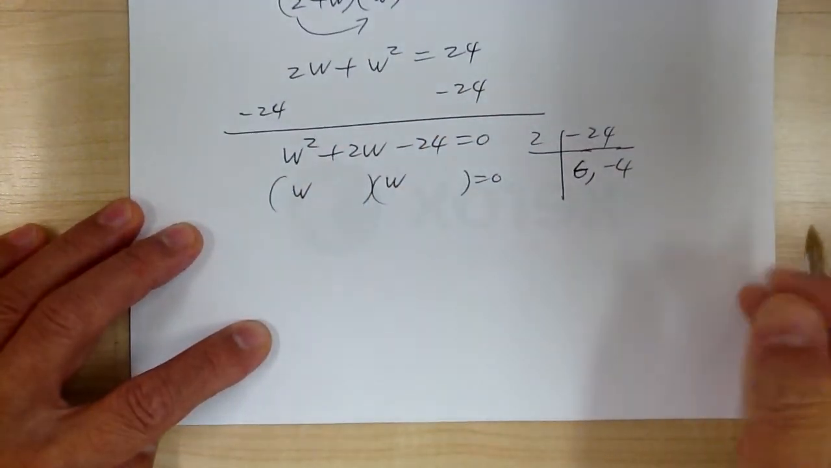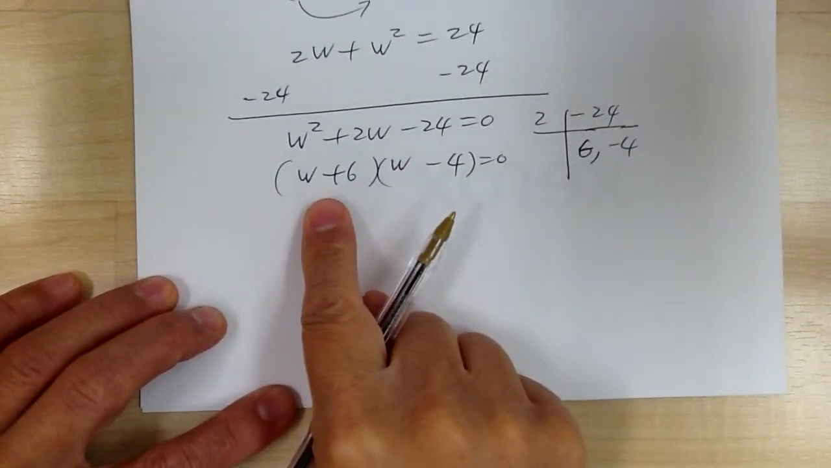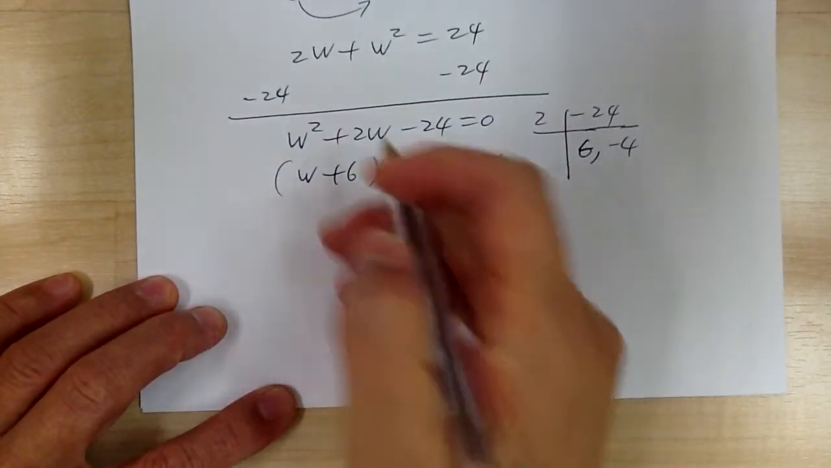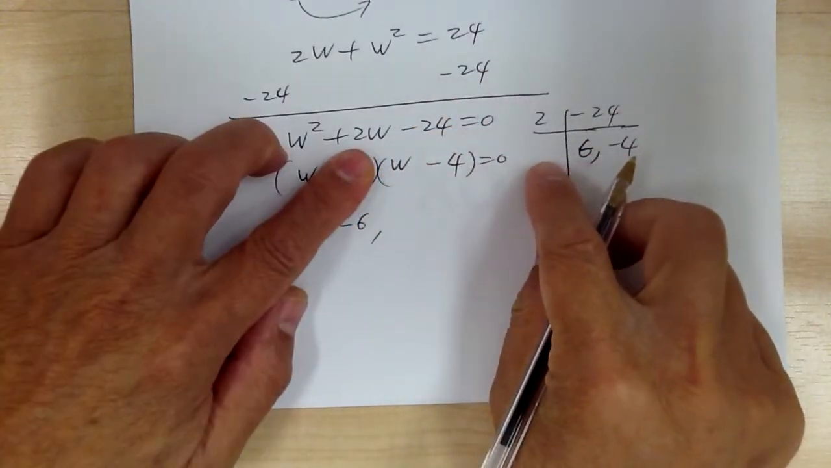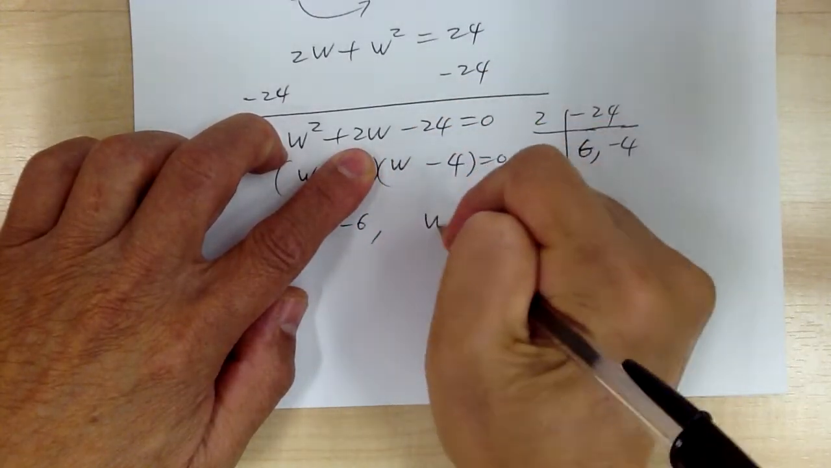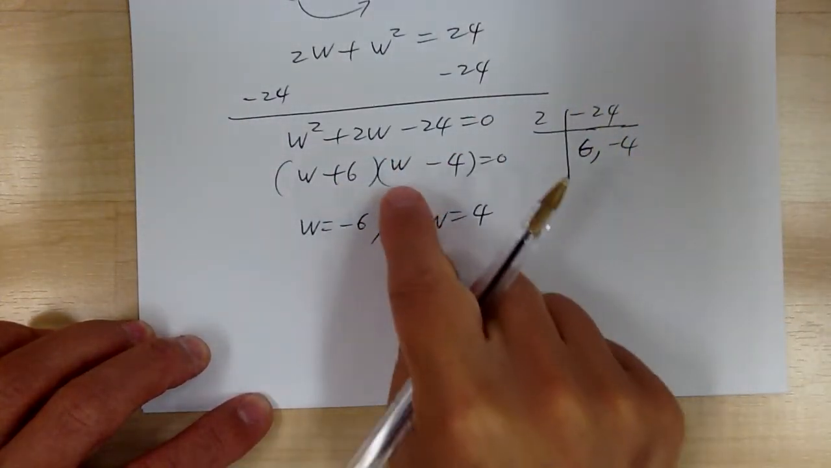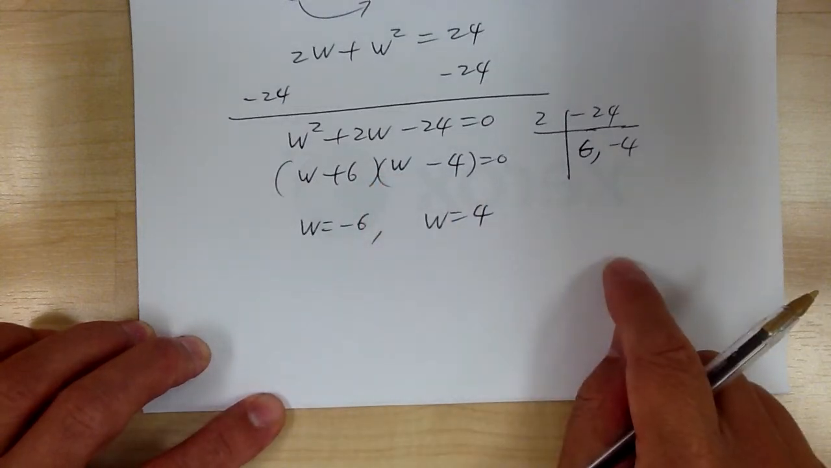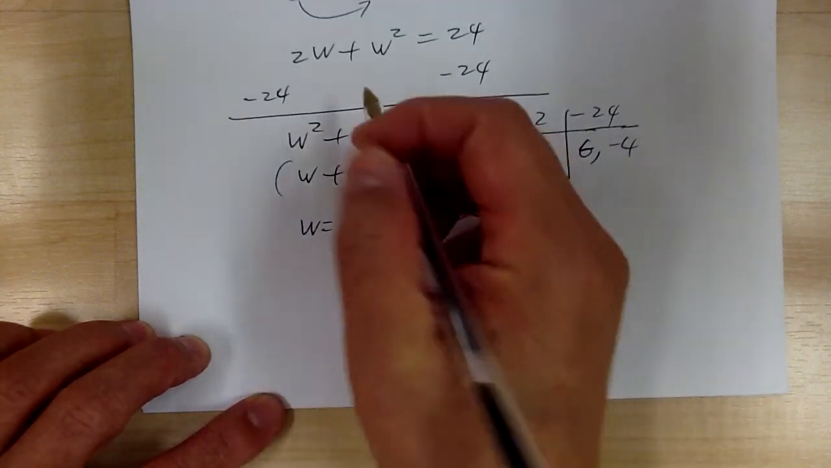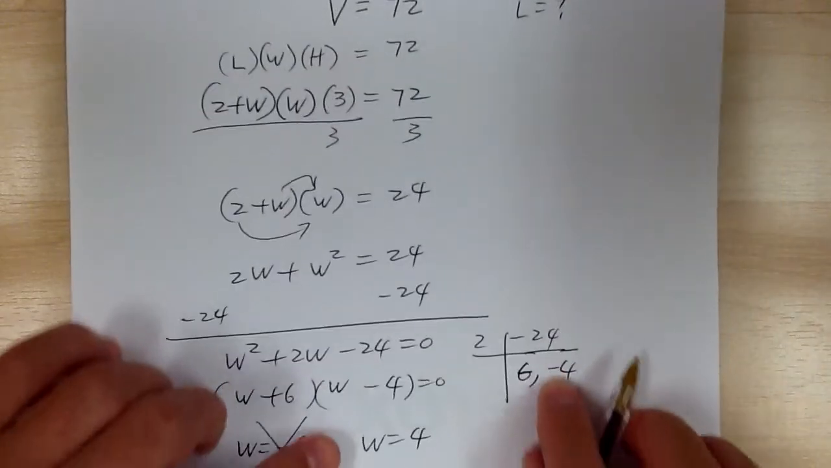Again, do your factoring. You're going to get W plus 6 times W minus 4. Again, you set this equal to 0, and you minus 6 on both sides. You're going to get W equal to negative 6. From here, you set it equal to 0, plus 4 on both sides, so W equal to 4, right? Or you can just take the opposite, but you can only do that if there's no number. But again, this is a real object, so you can't have a width equal to negative. So width equal to 4.